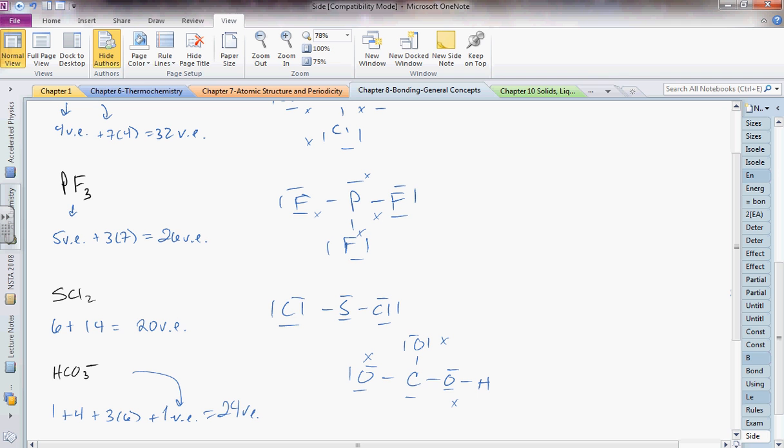I need to get rid of some, so I'm going to form a multiple bond between the carbon and one of those oxygens that doesn't have the hydrogen attached to it already. Because again, we want to limit oxygen to having no more than two bonds if at all possible. So I'm going to make a double bond between those two, and then that brings my total number to 24 valence electrons. And that would be a good Lewis structure for bicarbonate.